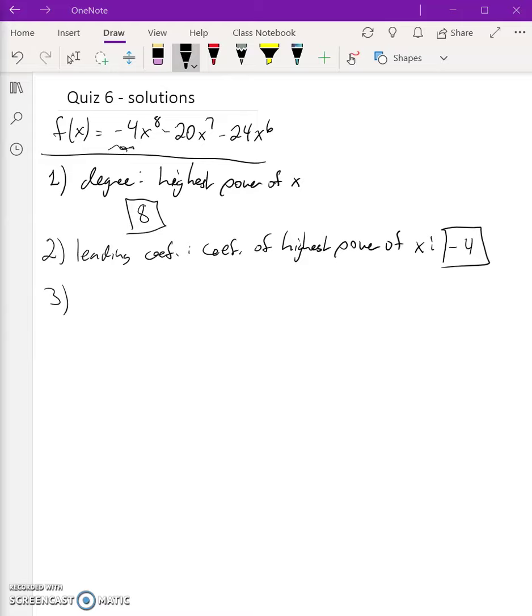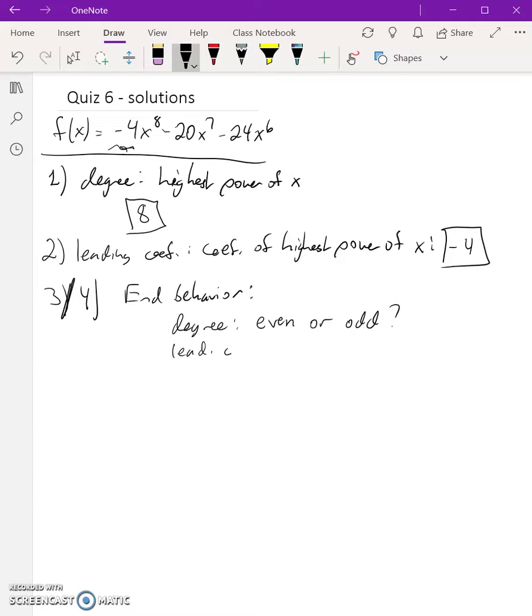Now moving on to question 3 and 4. So 3 and 4, what we're looking at is end behavior. Now, for end behavior, we need to look at both the degree and the leading coefficient. So the question we're asking about the degree is, is this even or odd? And for the leading coefficient, the question we're asking is, is this positive or negative?